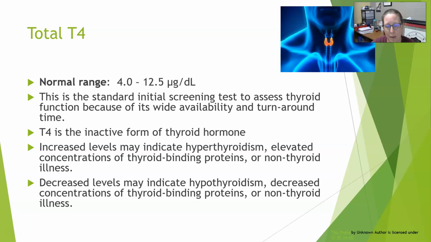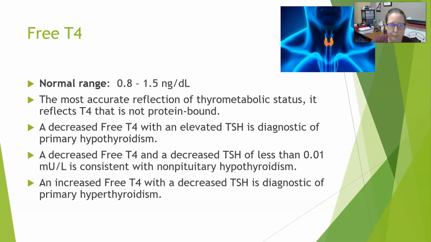Decreased levels could indicate hypothyroidism, decreased concentration of thyroid binding proteins, or non-thyroid illness, again kind of the same as the increased levels. Free T4, the normal range is 0.8 to 1.5 nanograms per deciliter, the most accurate reflection of thyroid metabolic status. It reflects T4 that is not protein bound. A decrease in free T4 with an elevated TSH would be diagnostic of primary hypothyroidism.